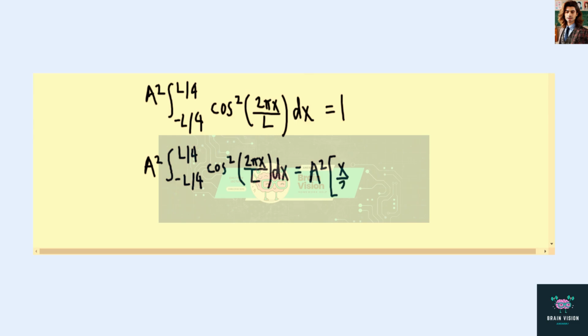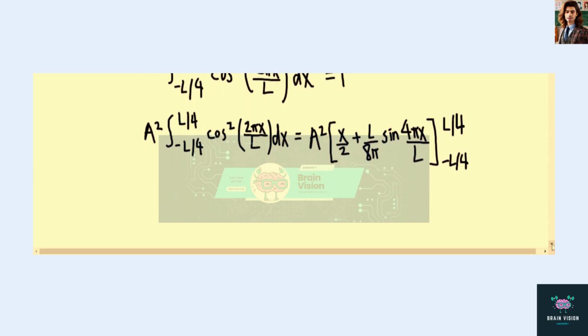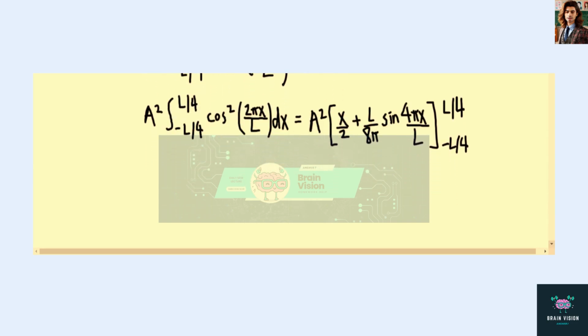This is equal to x over 2 plus L over 8 pi sine 4 pi x over L evaluated from minus L over 4 to L over 4. A lot of times I get these types of integrals from tables, but you can also use tricks like integration by parts to evaluate these integrals. But for the purposes of these videos, it's more convenient to just write the integral down as a result.